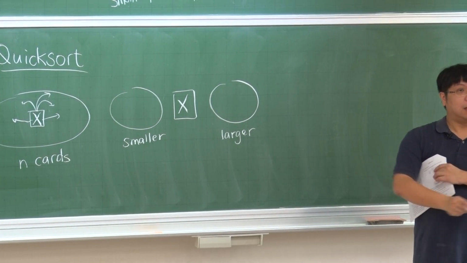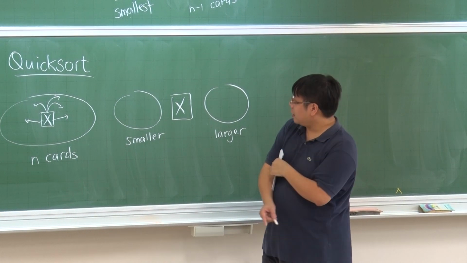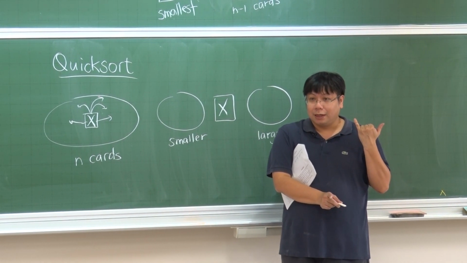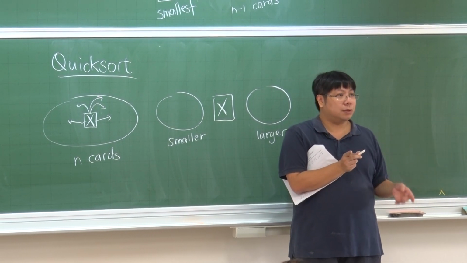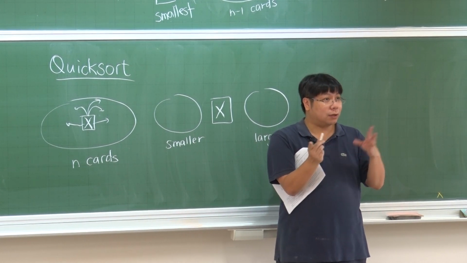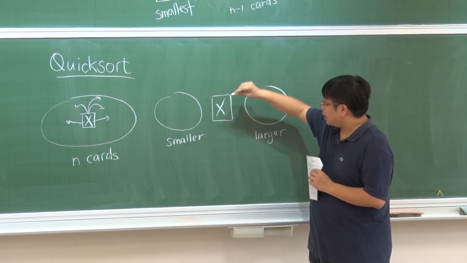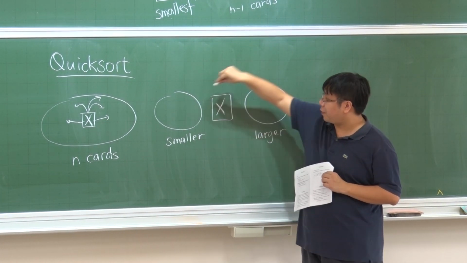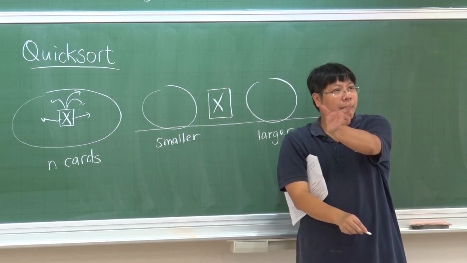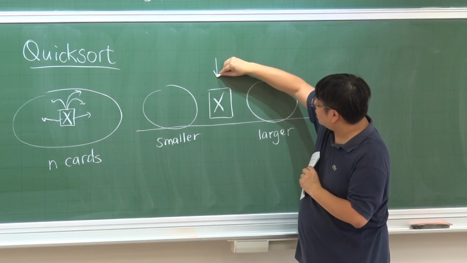Now, after doing this procedure, what do I know? I know exactly how small X is. So let's say there are 5 numbers smaller than X, then X will be the 6th smallest number. If there are 10 numbers smaller than X, then X will be the 11th smallest number. If there are no numbers smaller than X, then X will be the smallest number. So after comparing X with every other card, I know the relative order of X among all the n cards. So the position of X is now fixed.